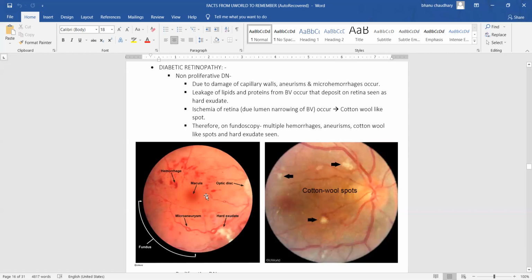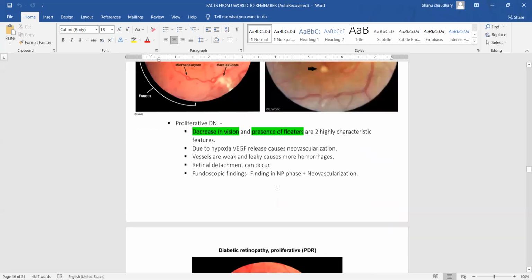This is the central macula. You have these aneurysms, if you can appreciate. These are the aneurysms. You will be having hard exudates. You will be having soft exudates along with the hemorrhages at multiple areas. So these are the findings you will see in diabetic retinopathy of the non-proliferative type.